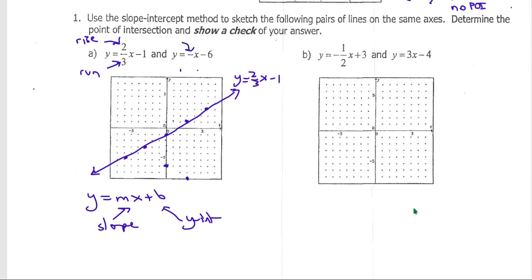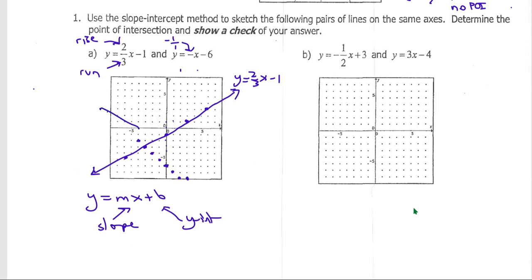So see that -1 there? That's really -1/1. It's invisible, we don't see it, but then we can write it as a fraction, so we can see that the rise is -1 and the run is 1, which means from my y-intercept, I'm going to go down 1 and then 1 to the right. On the other side, up 1 and 1 to the left. And continue the pattern, and we see that these two lines are actually crossing.